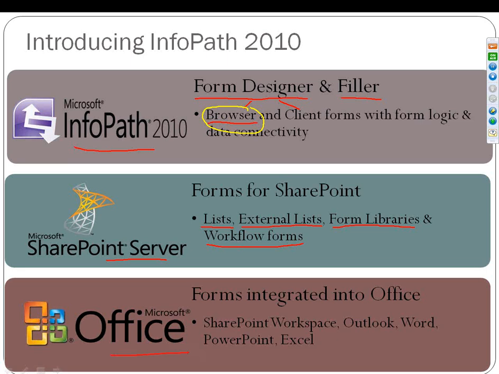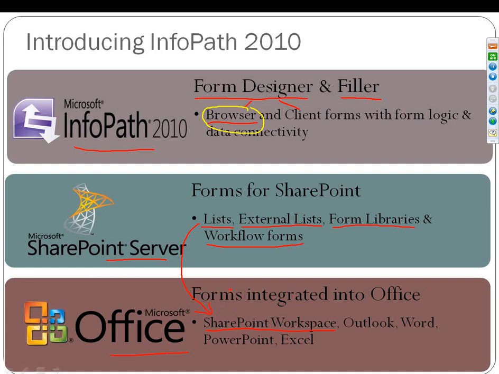Now the third thing here talks about how you can work with SharePoint Workspace in tandem with InfoPath. So the way this works is your lists, your libraries, most of them are capable of being taken offline with SharePoint Workspace.